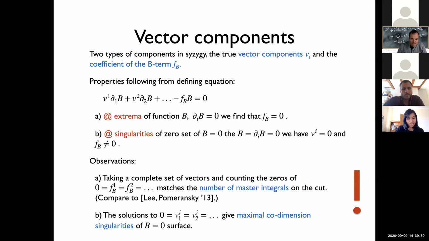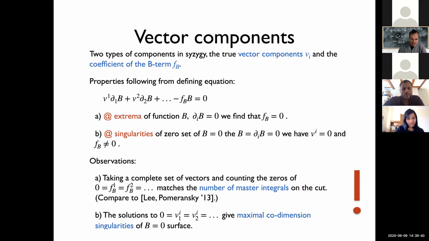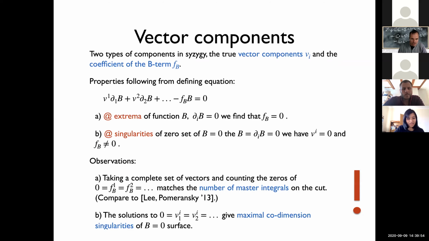Okay, so it's interesting to study the components of these vector fields in some more detail now. So we have now the components of the syzygy solution. So they are the V's. If you go to the last equation here, there are the V's, and then there's the F. All these things together form a syzygy. And here the equation is written again. You have these V's multiplying the derivatives of the Baikov, and then you have one term which is F times B. This equation we want to solve, or tangent vectors solve this equation.